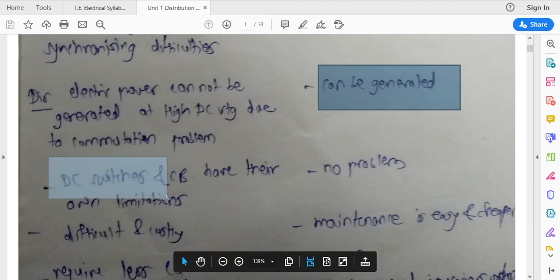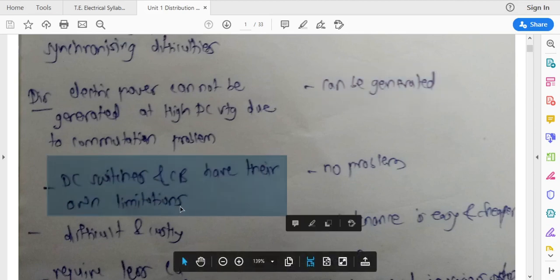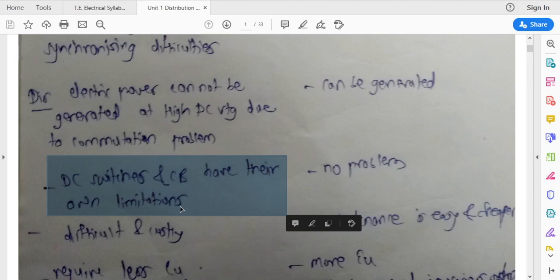The second disadvantage is that DC switches and circuit breakers have their own limitations. Whenever we study switchgear and protection in the second year, second semester, then you can understand the concept of circuit breakers in that particular subject. But here you have to just keep in mind there is a difficulty, or there is always a problem, for DC circuit breakers or DC switches, as the cost is also high for these DC circuit breakers, and in the case of AC there is no problem.